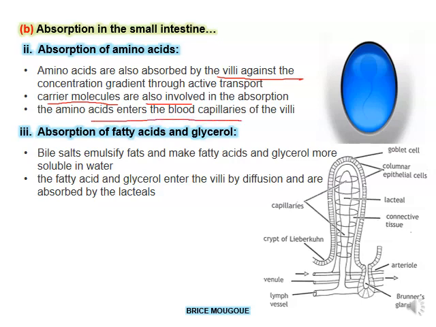Here are the blood capillaries, what you see here in circles. These are the blood capillaries of the villi. Remember, this whole structure here is one villus.